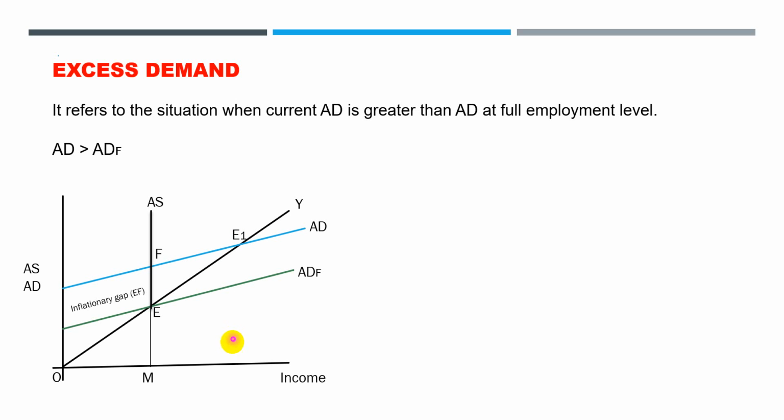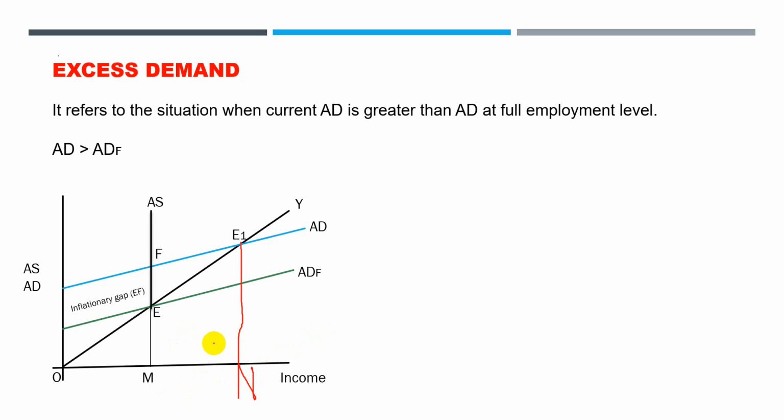So this portion beyond M to this equilibrium, let us see. If this one we give the name of N, then MN is the increase in money income, not the real income.